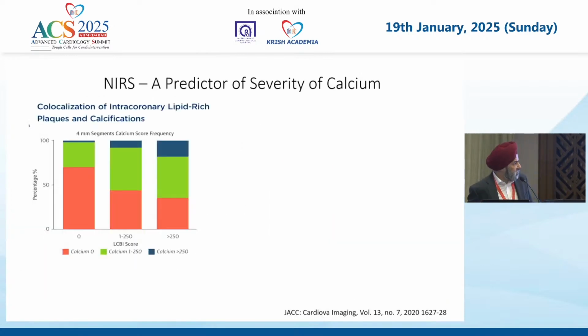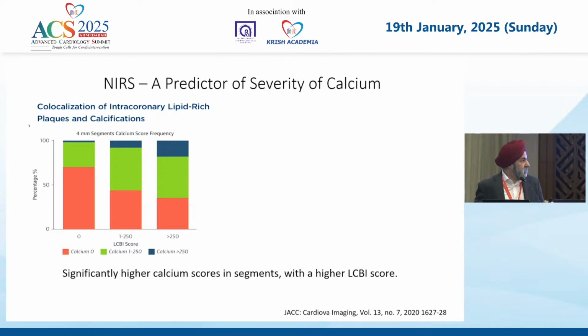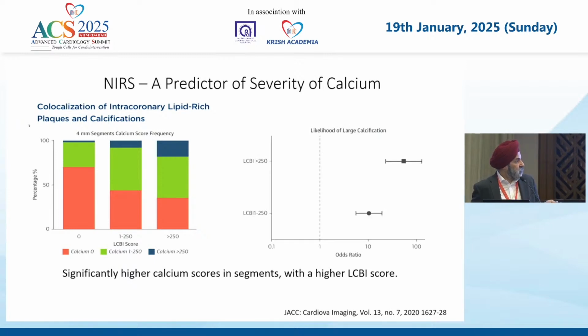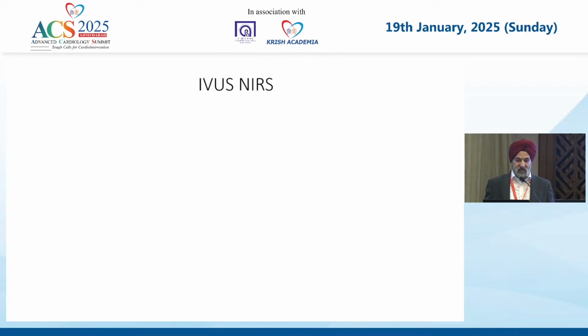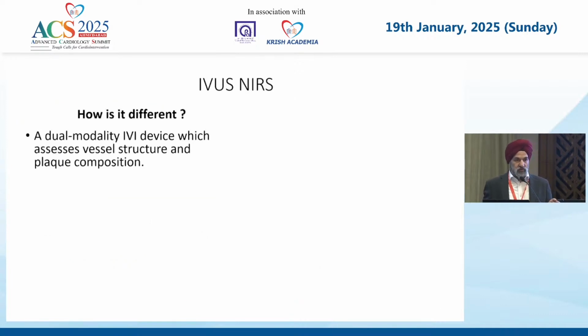Now, what has also been seen is that as your LCBI score goes up, the calcium in the vessel increases. So that means LCBI helps you determine plaques, or tells you about the plaques which are biologically active. And if you look at this forest plot, those with an LCBI score of more than 250 had more calcium. That means these are biologically active plaques of advanced phenotype, and they'll lead to more calcium at a later date.